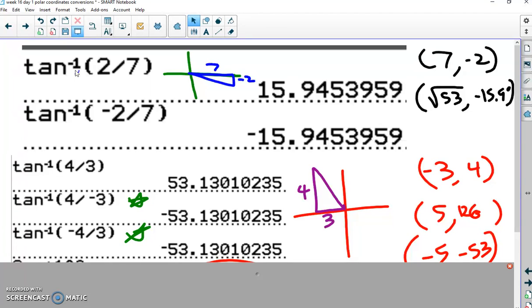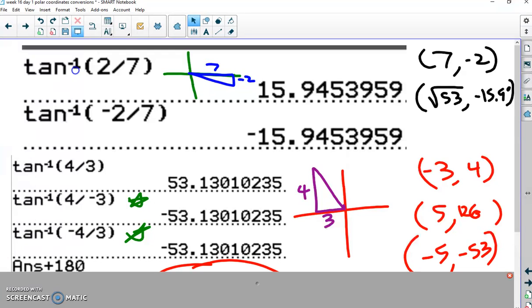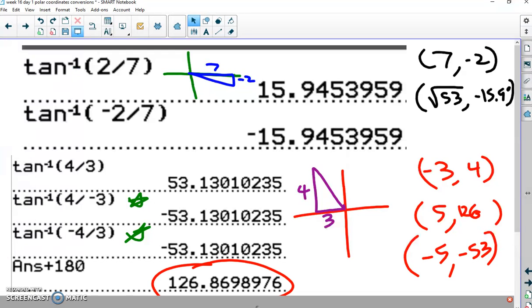Remember, inverse tangent only outputs things from the first quadrant and the fourth quadrant. The guy I want is in the second quadrant. So none of these answers are correct, no matter how you type it in. You have to outsmart it and force it into the second quadrant. Could you use negative 53 and make your radius negative? Sure. But I think a lot of you would have rather had it be 126 and kept the radius positive.